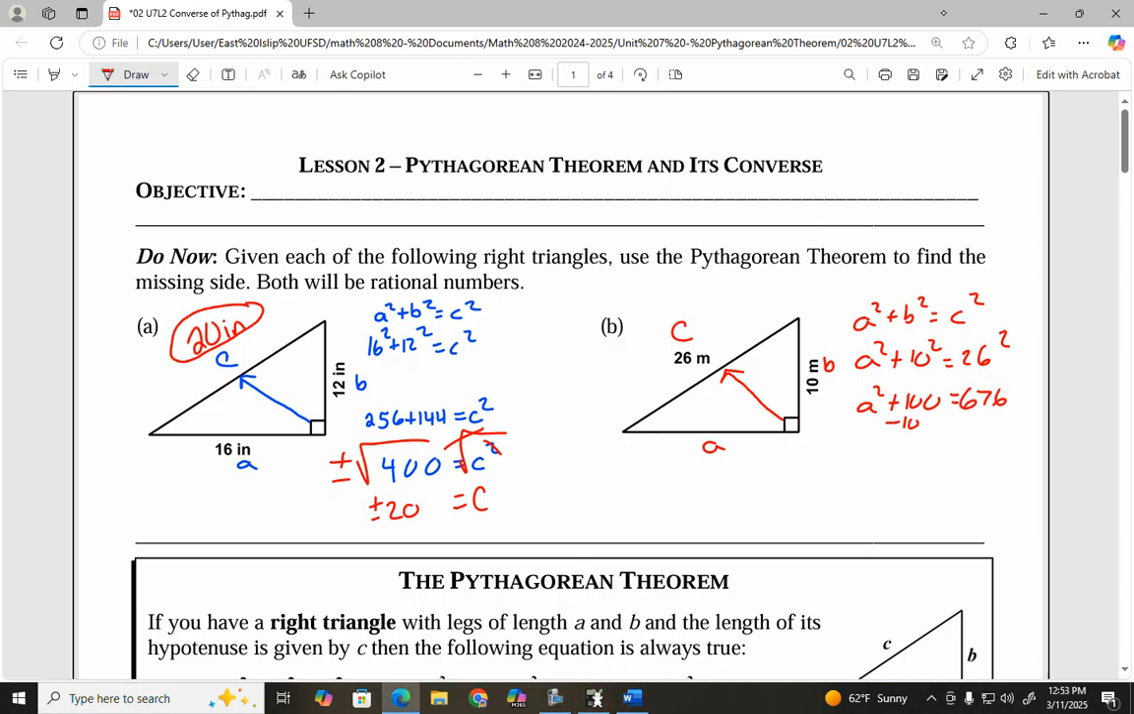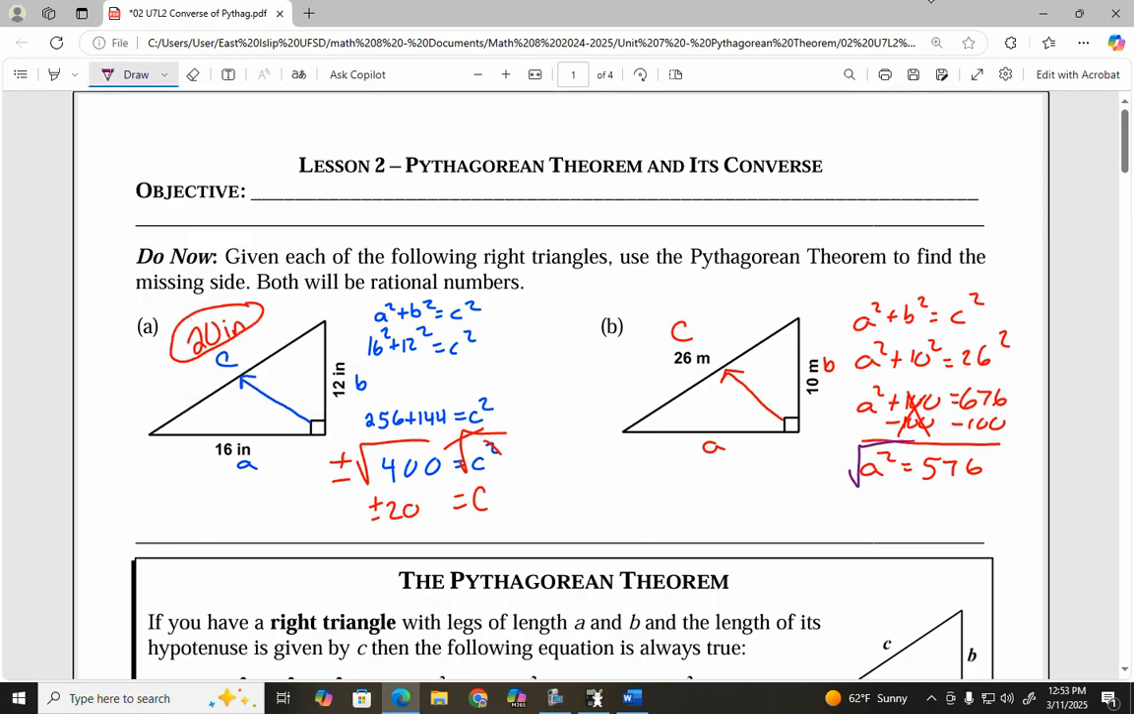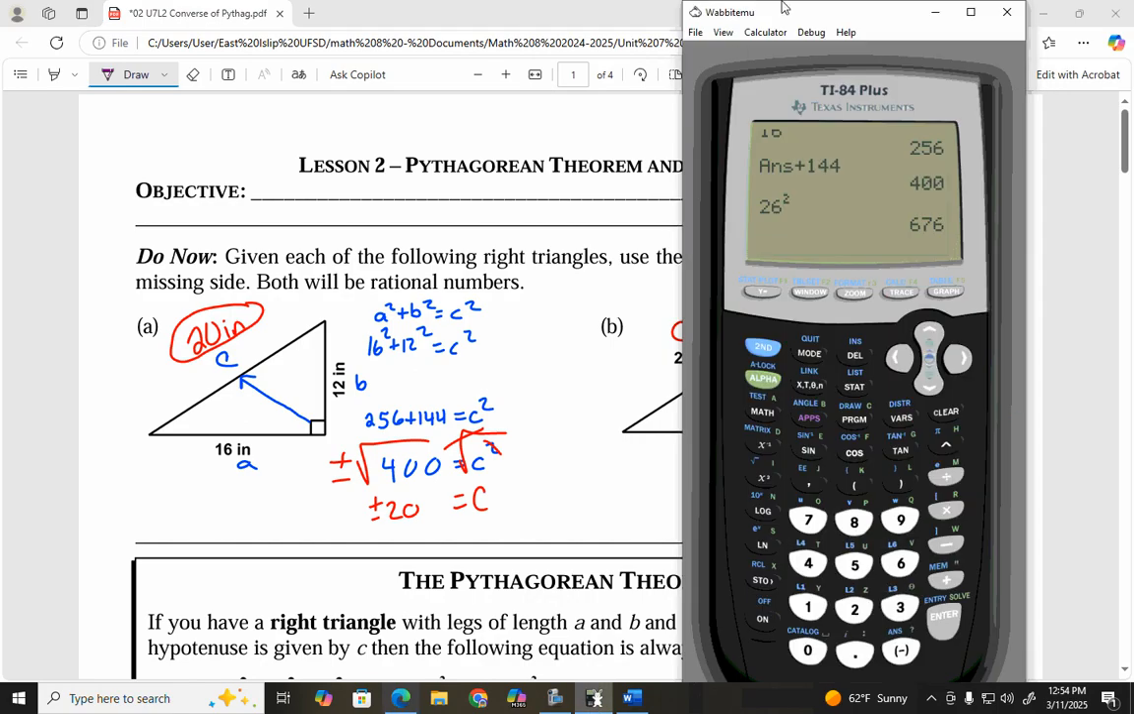I subtract 100 from both sides because I'm trying to isolate the variable. And then I take the square root of both sides, and they did tell me in the directions that both answers are rational, therefore there is a square root of 576. I honestly don't know what it is off the top of my head. Square root of 576 is 24.